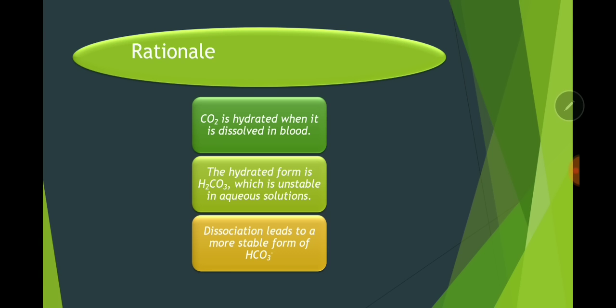So the rationale is carbon dioxide is hydrated when it dissolves in blood, and it forms carbonic acid. Now it's unstable, so it dissociates to this one, which is more stable. So most of it is going to be found in this form.